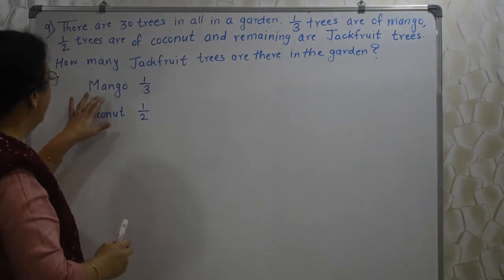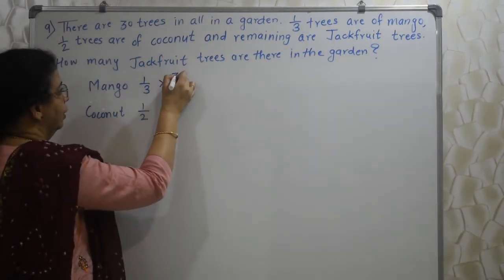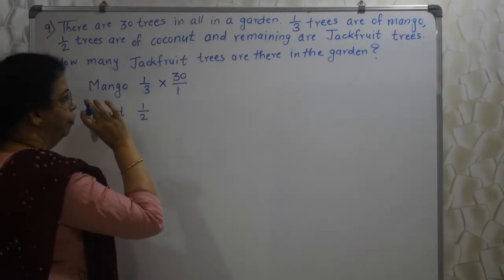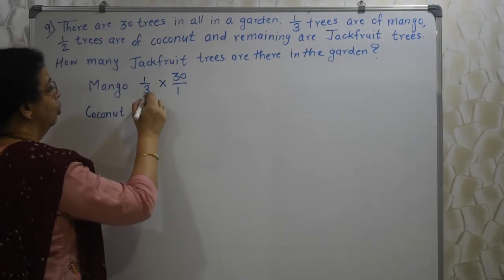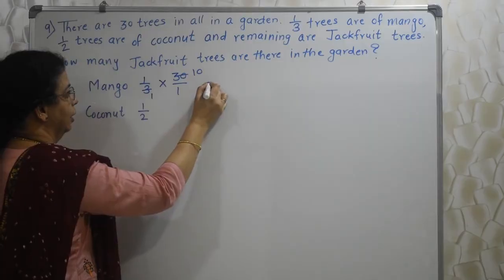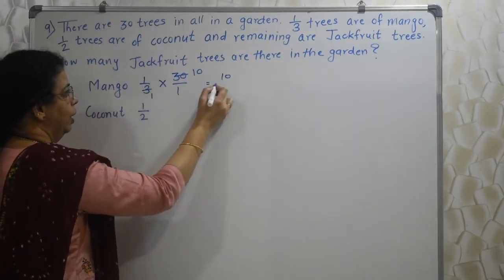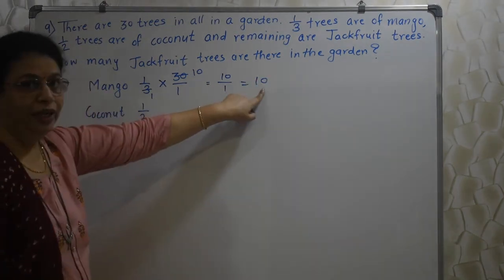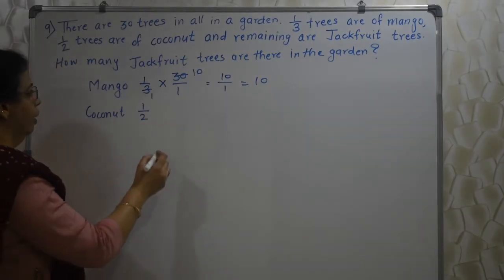Okay. So mango, how many? 1/3 of total. How many total are there? 30 trees, right? Now one number from the denominator, one number from the numerator, we need to divide. So 3 and 30. 3 ones are 3, 3 tens are 30. So my answer is 1 into 10, 10, and 1 into 1, 1. So 10 trees. Mango, how many trees are there? 10. Okay. Same way we will calculate for coconut.